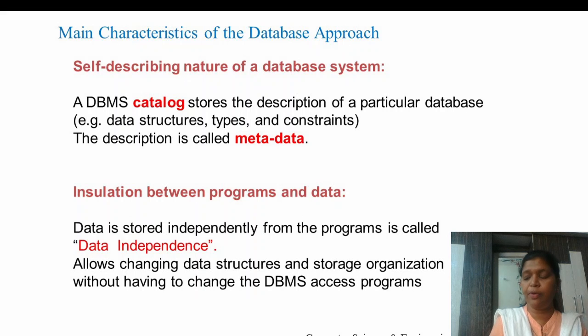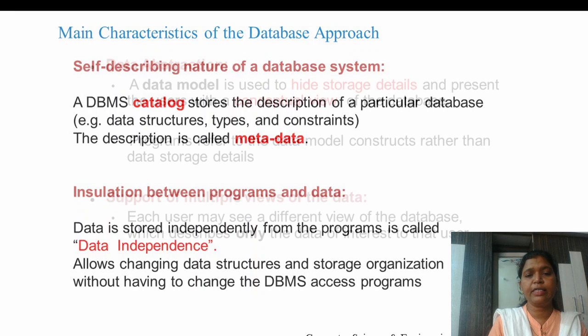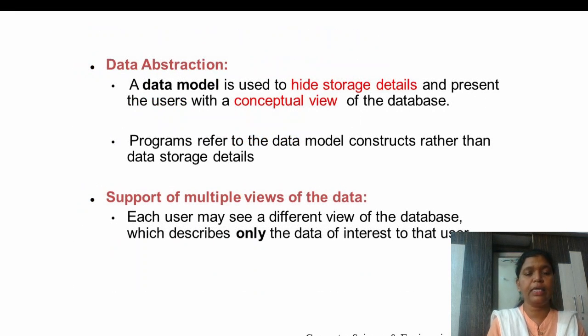So it's a very beautiful feature and we term it as what? Data independence. Okay. The next one we have is data abstraction. A data model is used to hide storage details and present the user with a conceptual view of the database. We term it as what? Data abstraction. So what exactly do we mean by data abstraction?